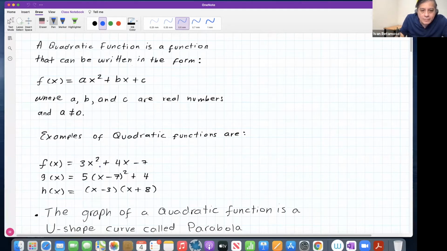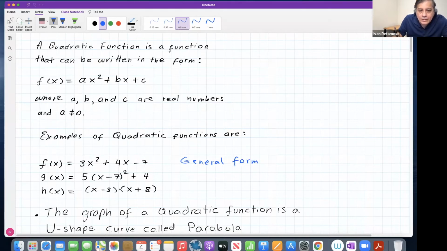The first form is this. It resembles the ax squared plus bx plus c, right? For example, f of x equals 3x squared plus 4x minus 7. This is called general form.